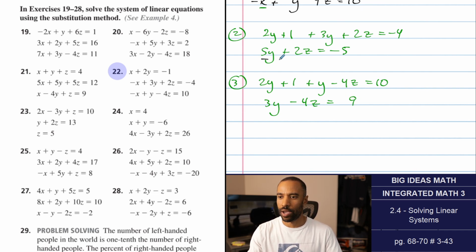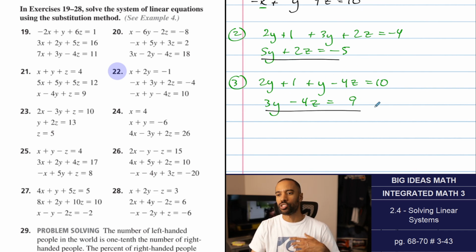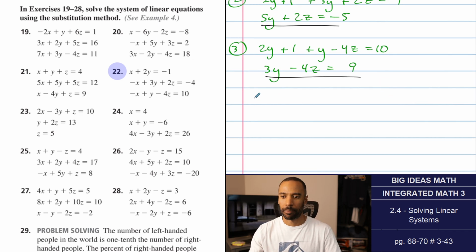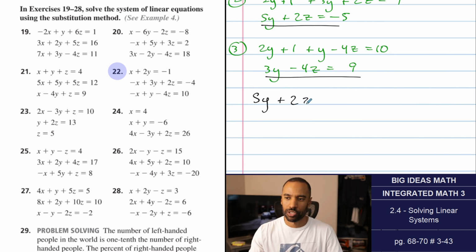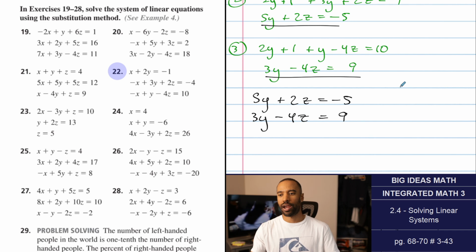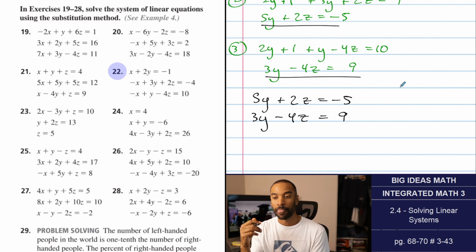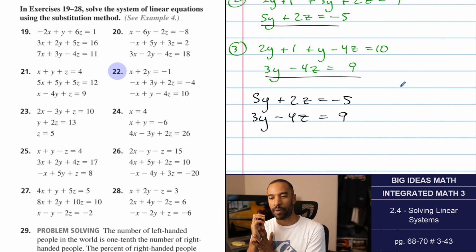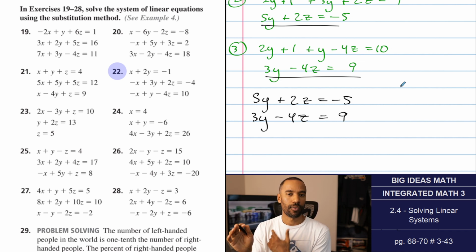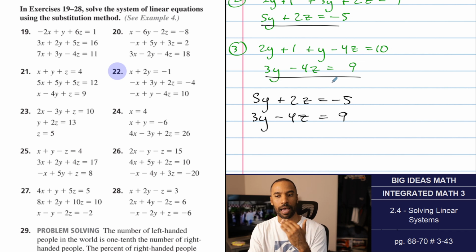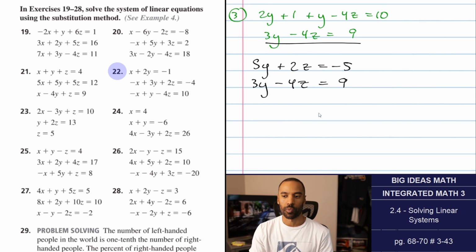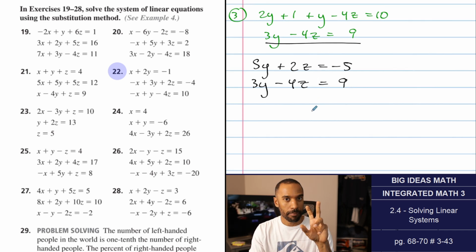So these are my two equations here and here. I'm going to rewrite them: 5y plus 2z equals negative 5, and 3y minus 4z equals 9. This is one where not only can I not divide by anything here to clean it up, that also goes to say that I can't get a variable by itself without being a fraction. So I'm not going to use substitution the rest of the way. I'm going to use elimination on this one this time. And it's fine. They'll let me do that here.